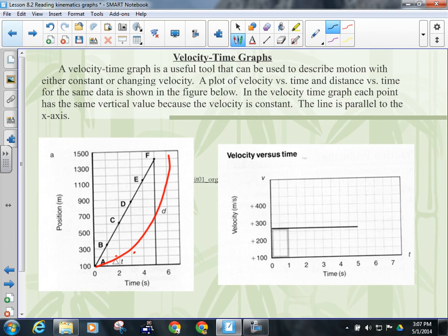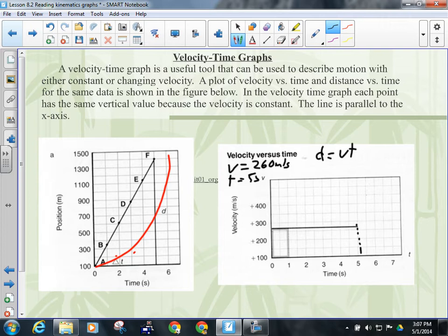So I've got this straight horizontal line. It says I'm traveling at about 260 meters per second, and it does that for 5 seconds. Everybody okay with that? So if I know v is 260 meters per second, and I know the time is 5 seconds, can I calculate d? Sure I can. I can just go d equals v times t.